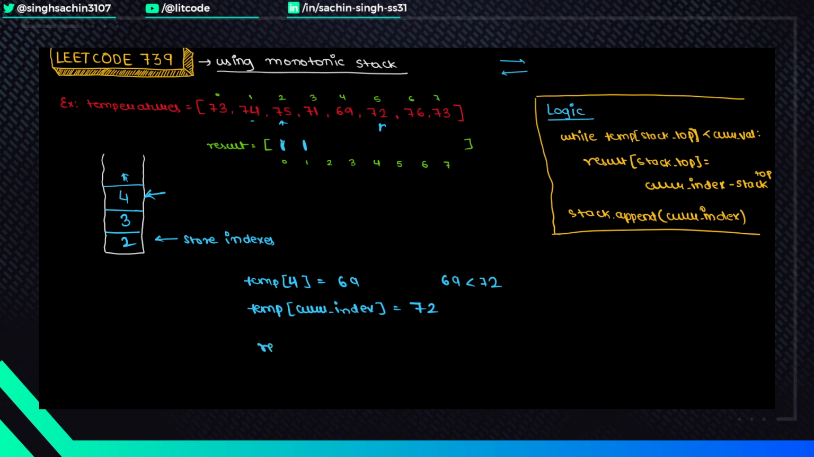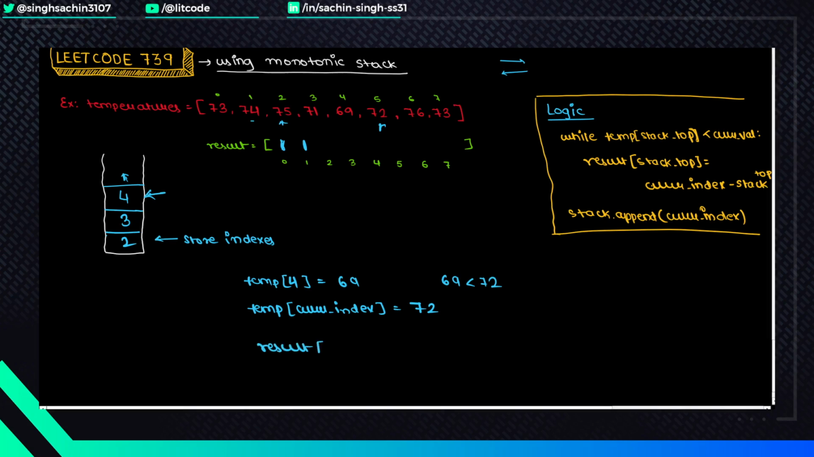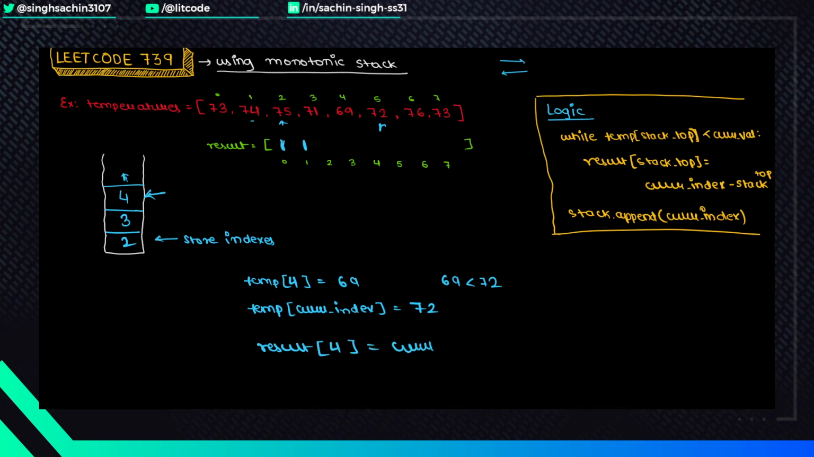So what will be the value in the result at index 4? It will be current index minus stack top, which is 4 basically, right? So current index was 5 minus 4, which will be 1. So at index 4 I will write 1 again.